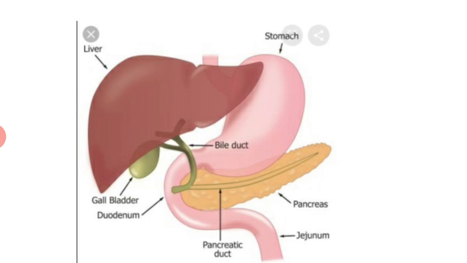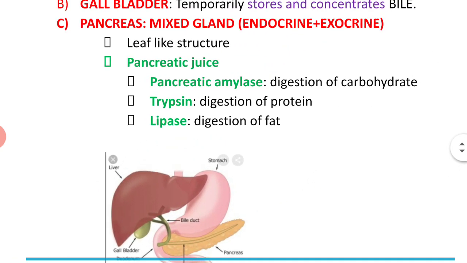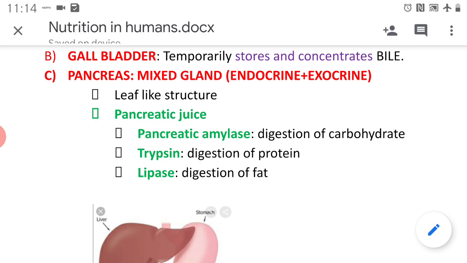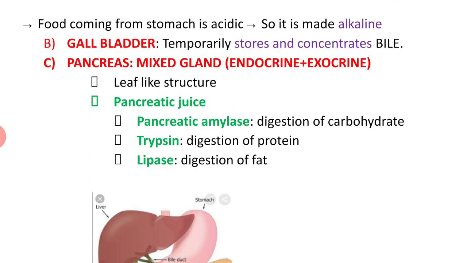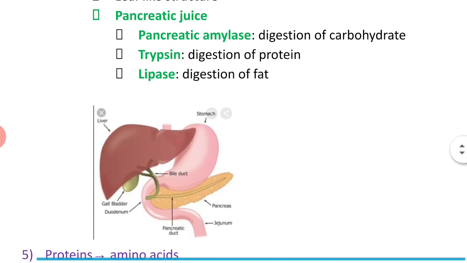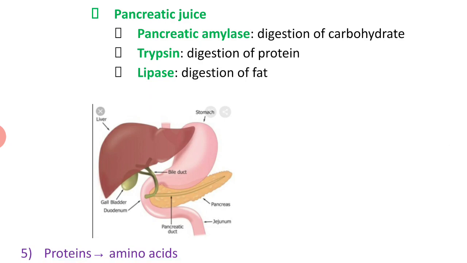The yellow or mud-like structure shown over there is the pancreas. Pancreas is a leaf-like structure. It is leaf-shaped. So now we are going to talk about the pancreas. Pancreas is a mixed gland. That means it acts as both an endocrine as well as an exocrine gland. The endocrine part of the pancreas is going to produce hormones, and the exocrine part of the pancreas is going to produce digestive enzymes. It secretes pancreatic juice.